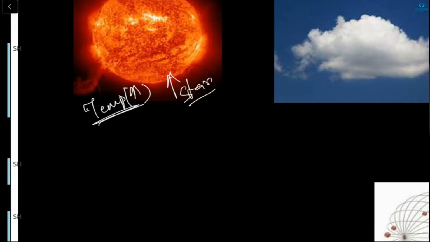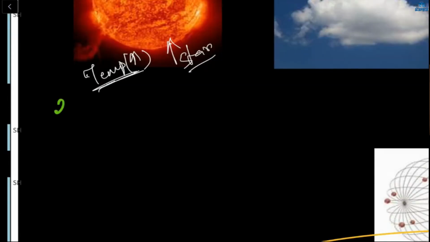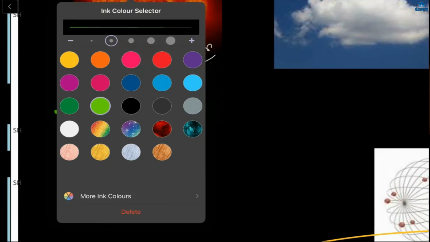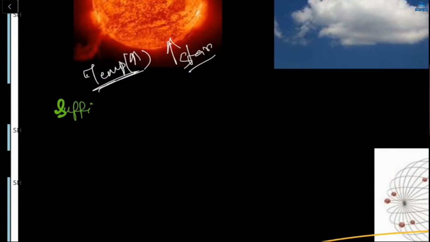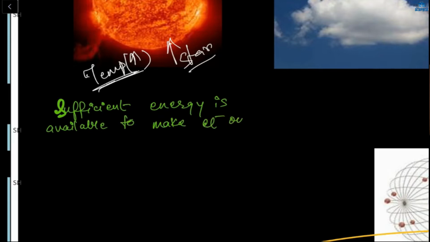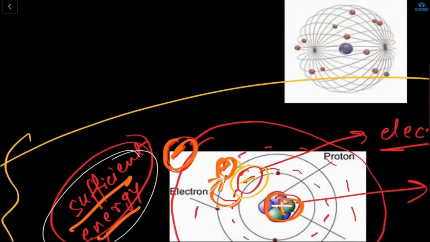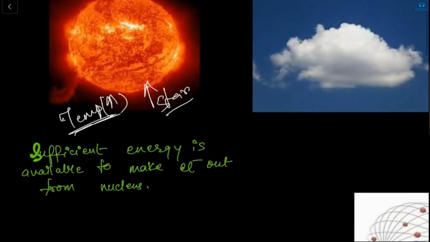Any getting it? Okay, let me write. In a star, sufficient energy is available to make what? To make the electron go out from the nucleus. Right? Yes, sir. If energy is more, then obviously my electron will move out from the nucleus and it will become a free electron, like here. So here also the same thing will happen.